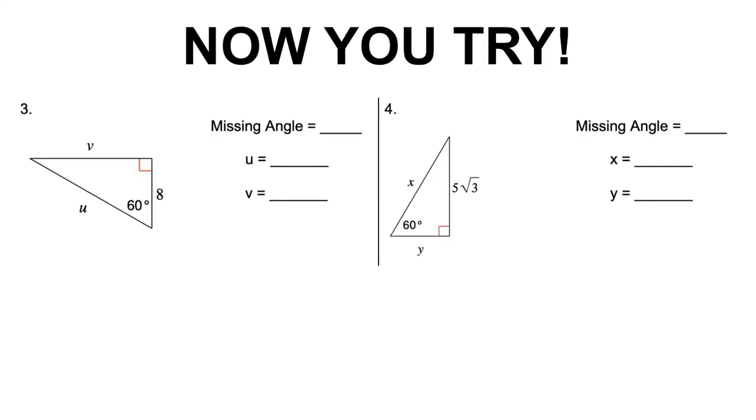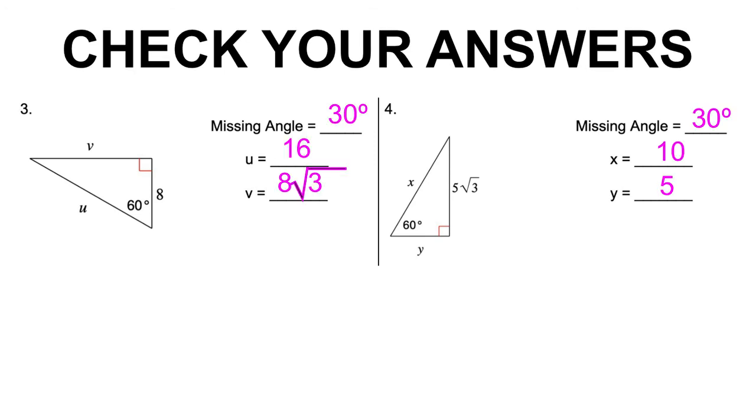So here's problems 3 and 4. Pause the video if you need a moment to try to figure them out. And then when you're ready, you can play to check your answers. All right, so the missing angle in this problem is 30. And 8 is across from that short leg, which means I'm going to double it to get my hypotenuse, and then I'm going to do 8 times the square root of 3 in order to get the longer leg.